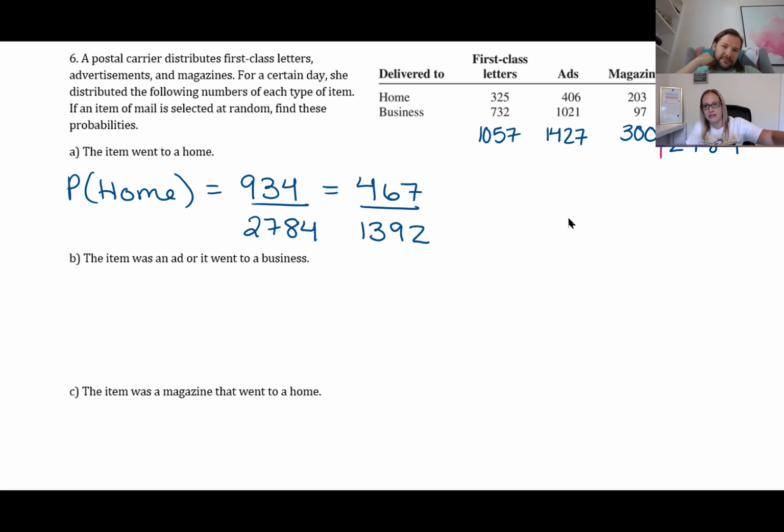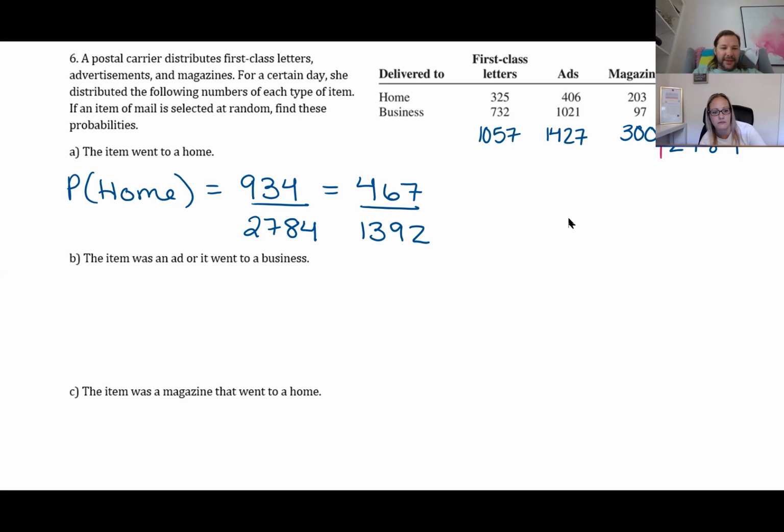And I just wanted to tell you guys, in your calculator, if you type 934 divided by 2784, press enter, it's going to give you a decimal, okay? If Connect Math wants it as a reduced fraction, all you have to do is press math, enter, enter, and it puts it back into a fraction and it reduces it for you. So just remember, math, enter, enter, and your calculator will give you the reduced fraction answer. Cool.